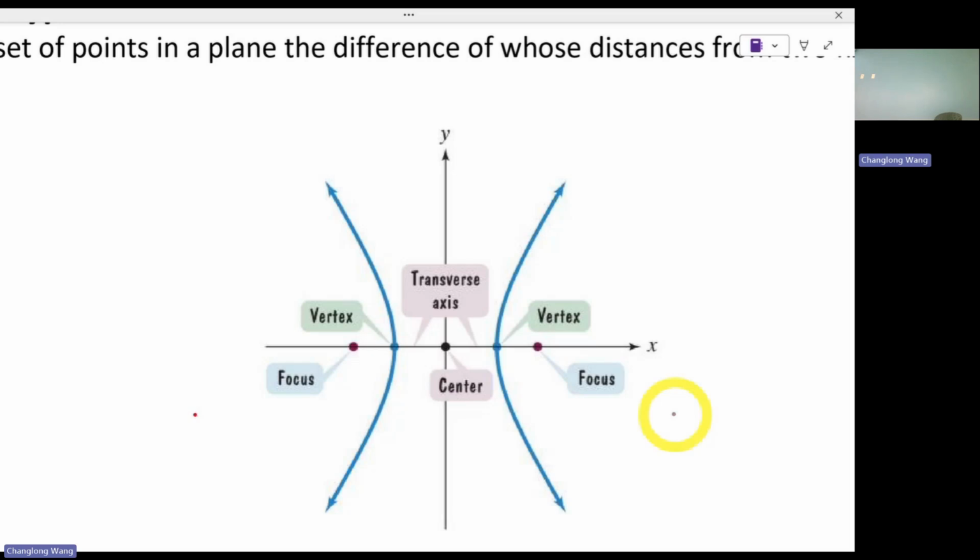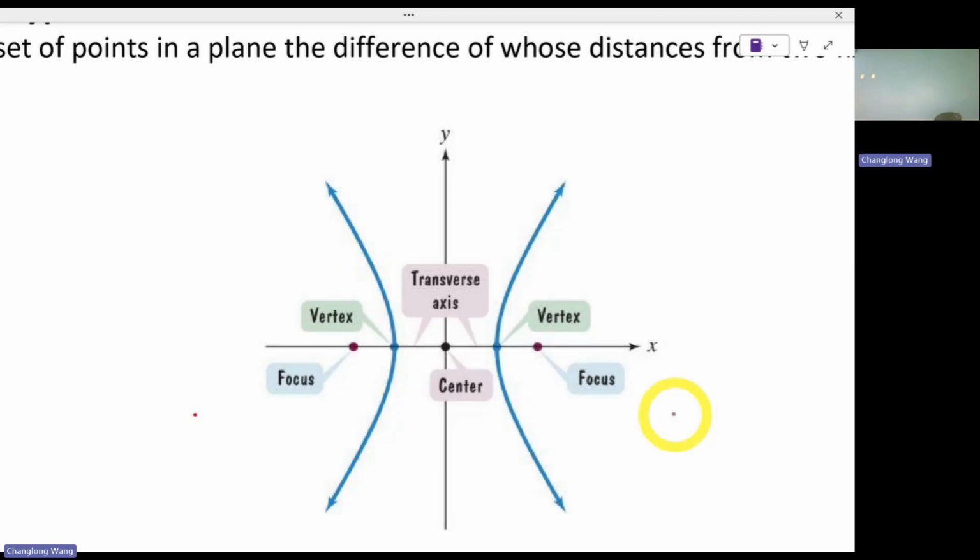Now in the ellipse, you have two axes, right? The major axis and the minor axis. But for the hyperbola, you have only one axis, which is the so-called transverse axis. But if you remember, the major axis in an ellipse is the segment connecting the two vertices. Right? Remember that? And in this case, it's exactly the same. Even though we don't call it the major axis, the transverse axis is the segment connecting the two vertices.